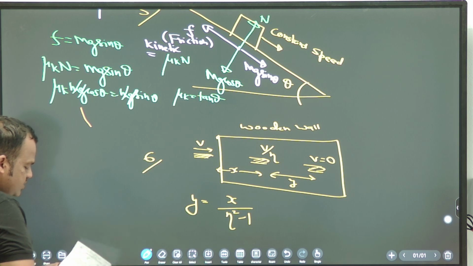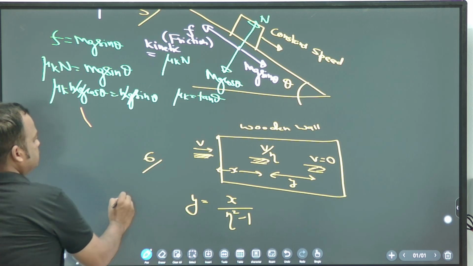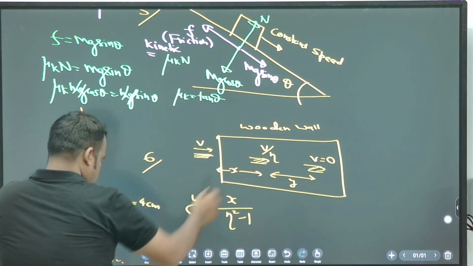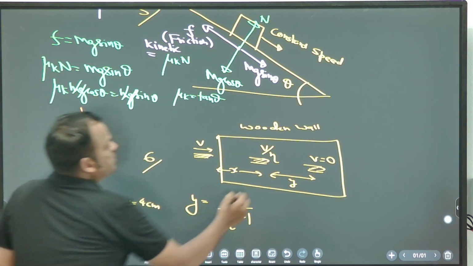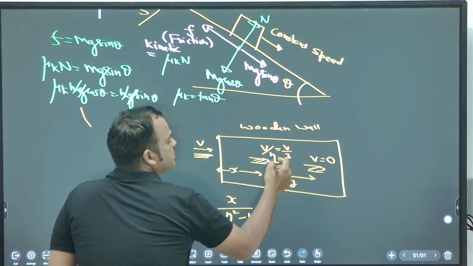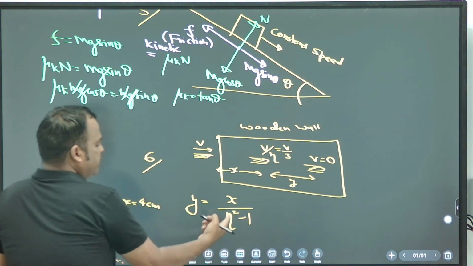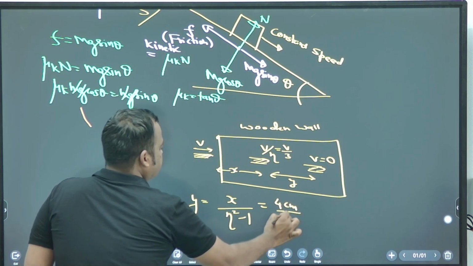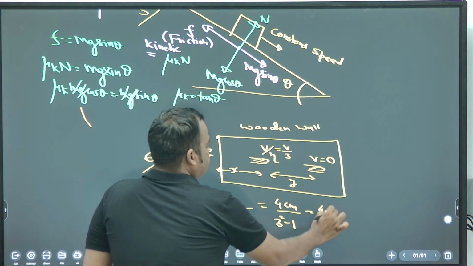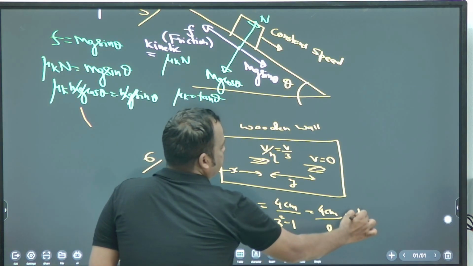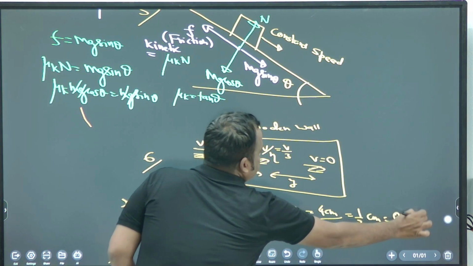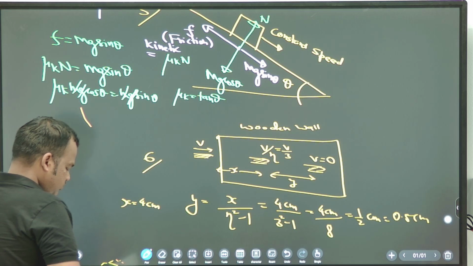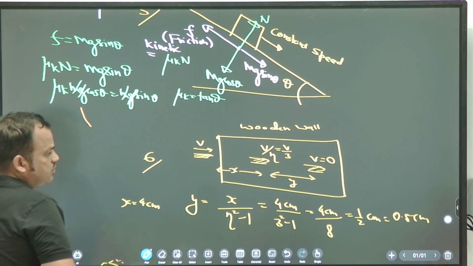So x value is given 4 centimeter. So after traveling 4 centimeter, the speed is becoming 1/3. It means speed is becoming V by 3. So eta value is 3. So y value is 4 centimeter by 3 square minus 1. 4 centimeter by 8. So 1 by 2 centimeter. So 0.5. Note down. So y is 0.5.